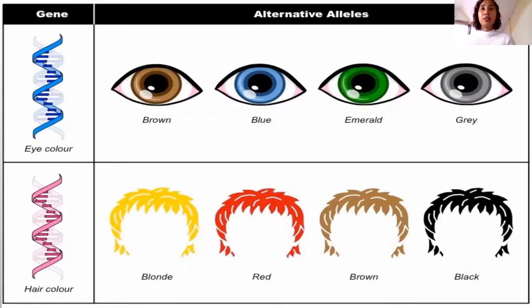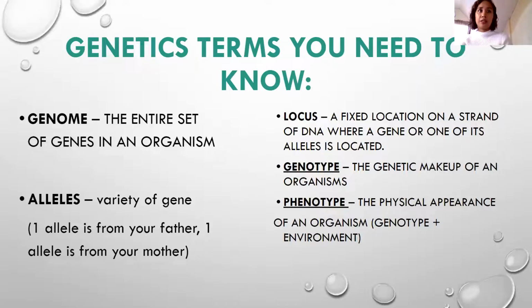So, for example, your ears. The allele of the ear is free or attached. If you have a dimple gene, you can have dimples or no dimples. So, those are alleles, the variety of trait. Genome is the entire set of genes in an organism. Allele is the variety of genes. So, one allele is coming from your father and one allele is coming from your mother.